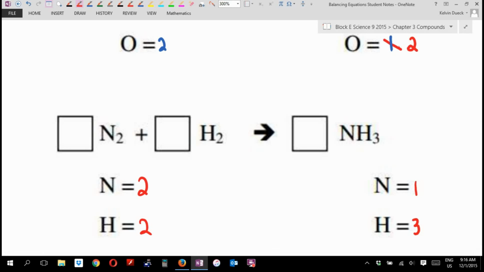Always save hydrogen and oxygen for last, because you're going to learn next year hydrogen and oxygen combine in such unique ways. They'll often split up like crazy, and it's really tough if you start with them. But if you save them for last, often, Sierra, you'll find they balance themselves. Not always, but often. So I'm going to start with nitrogens. How many nitrogens on the left? 2. How many on the right? 1. How can I fix that?